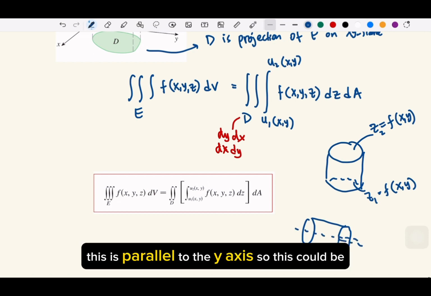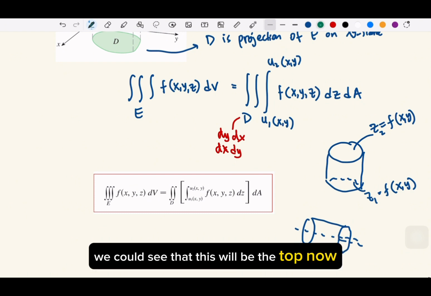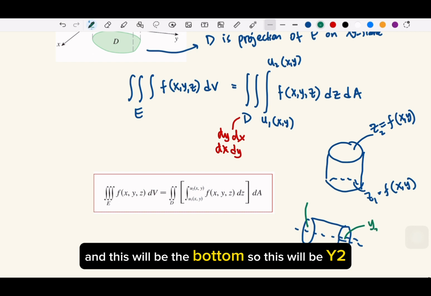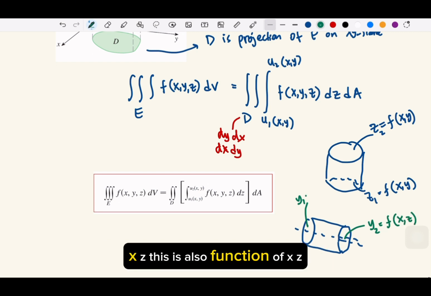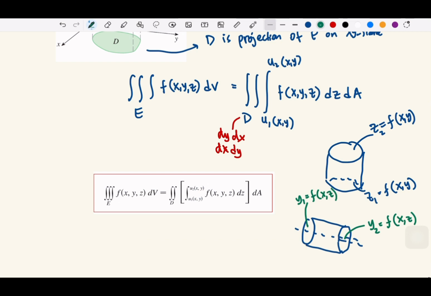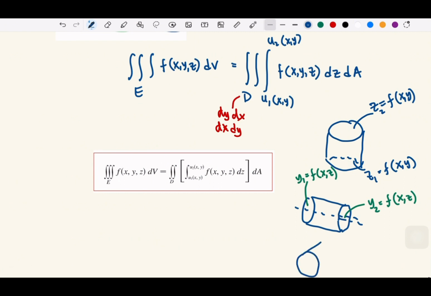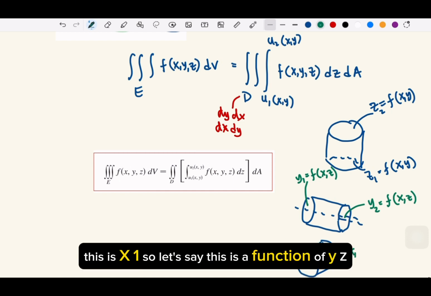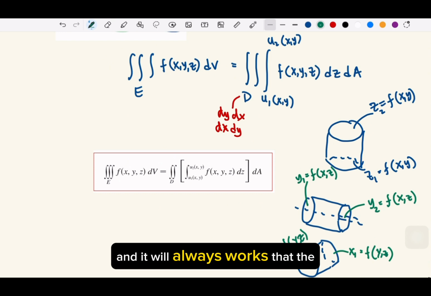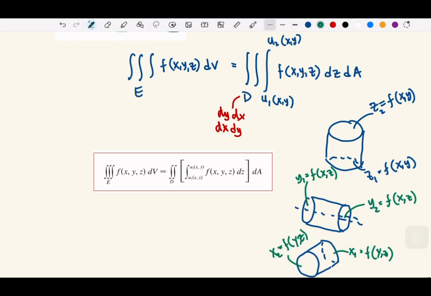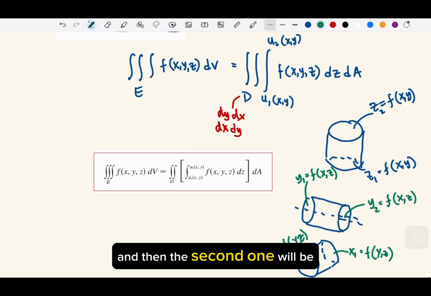This is parallel to the y-axis. So we could see that this will be the top now, and this will be the bottom. So this will be y2, this is y1, and this will be a function of xz. And then we could also have this one, where this is x2, this is x1, and this is a function of yz. The idea is still the same, and it will always work: the function of the two variables should be integrated inside, then the second one is the single variable, and the last one, the outside, will be a constant.